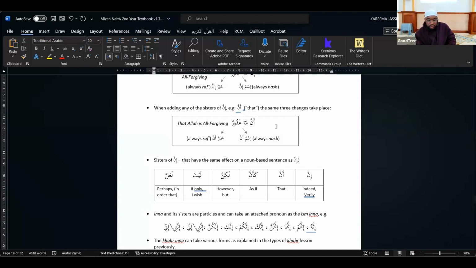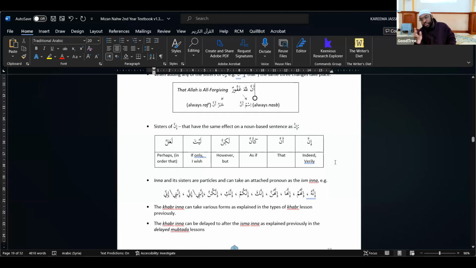So the same thing applies. The ism of anna is always nasb, and the khabar of anna is always rafa. Just like the ism of inna is always nasb, and the khabar of inna is always rafa. So the sisters of inna have the same effect on a noun-based sentence as inna.